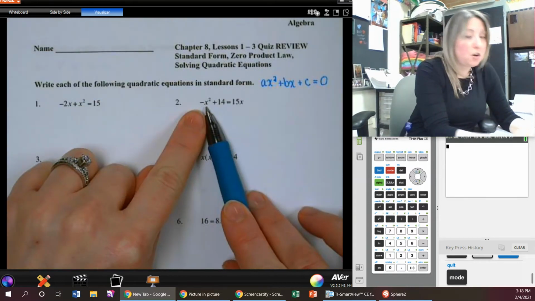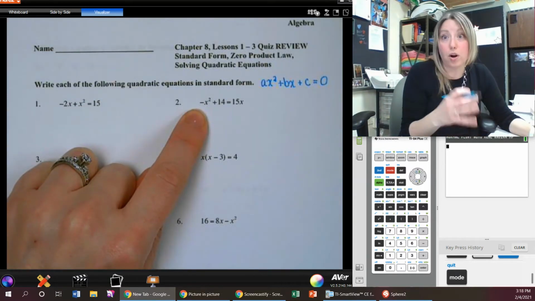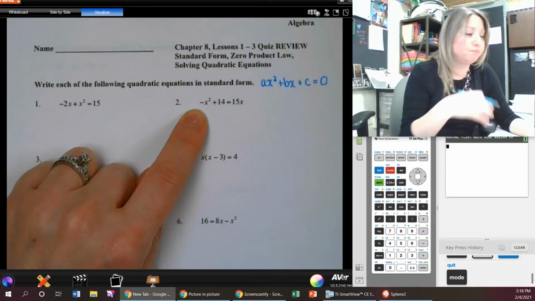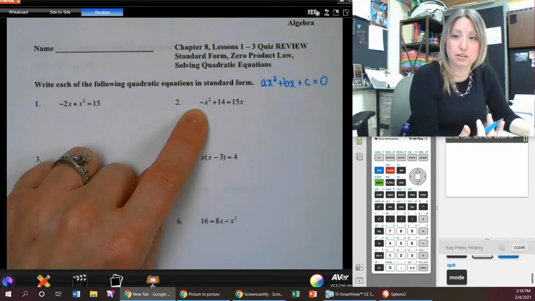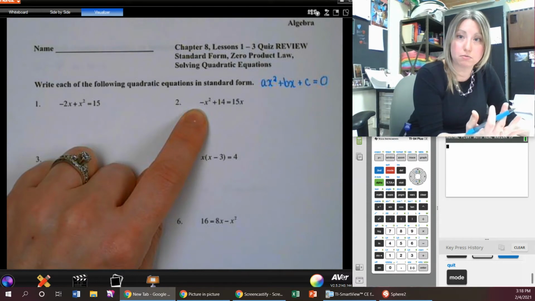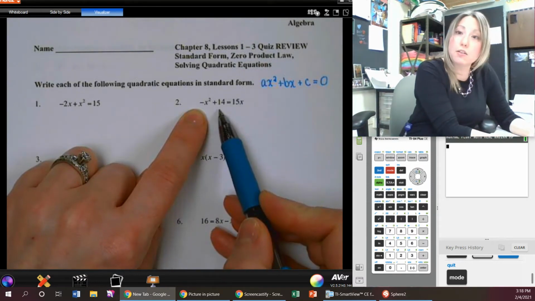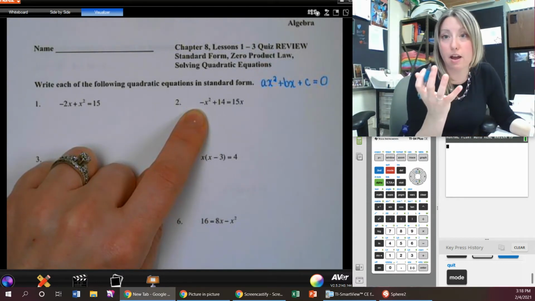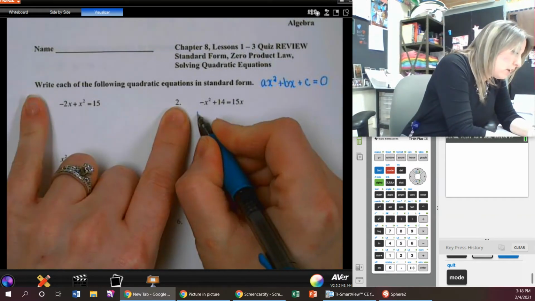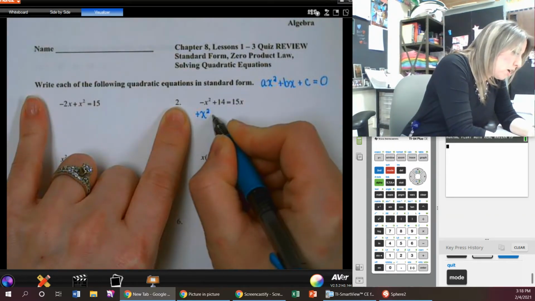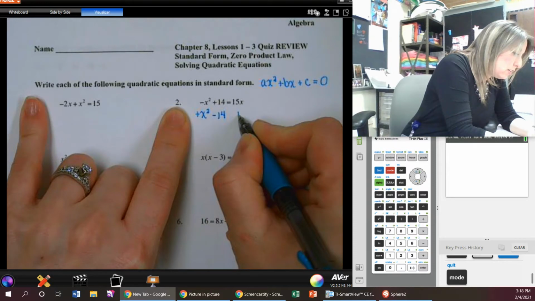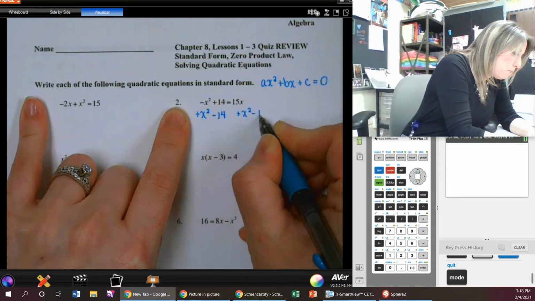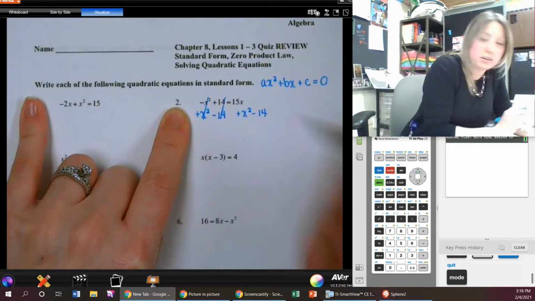So if I run into a quadratic equation where I don't have a positive x squared, I add it to both sides of the equal sign to get it to be positive. Well, if there happens to be something else on that side too, move it at the same time. So the opposite of a negative x squared is a positive x squared. The opposite of a positive 14 is a negative 14. And of course, I'm bringing these to the other side of the equal sign as well.